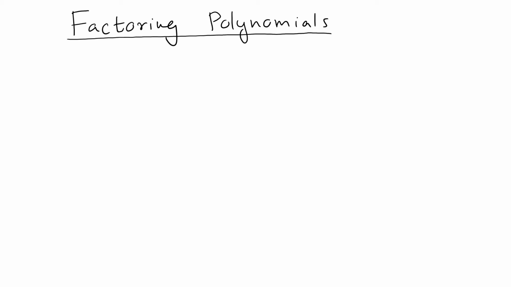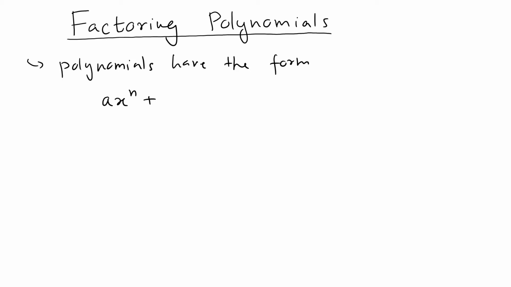In this video, we're going to study how to factor polynomials. A polynomial is something which has the form a x^n plus b x^(n-1), so the power reduced by 1 like that, and then at the end it's going to be cx plus d. So this is the format of a polynomial.